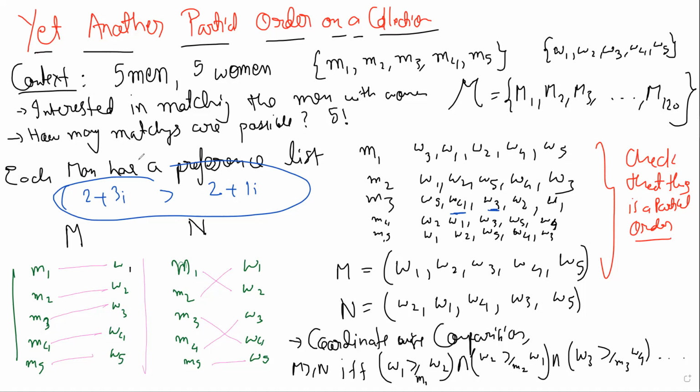That's the next thing I wanted to do, a little non-combinatorial thing. Okay. So this is the thing, and you can check that this is a partial order. Please check this. Okay. So this is just an example.